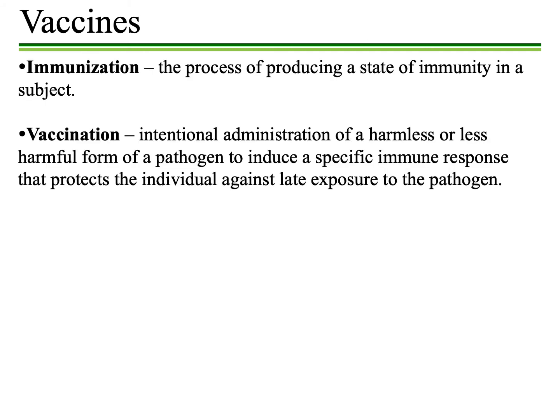Okay, at this point, I always like to stress some definitions to make sure that we really truly understand the difference between these two terms. They are oftentimes used interchangeably, and they shouldn't be, and I'll explain why in just a minute. So an immunization is the process of producing a state of immunity in a subject. So this is a process that occurs. It's what's happening in an individual, regardless of the way it is taking place. So it is a way of producing a state of immunity in an individual.